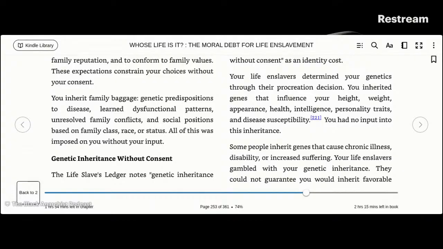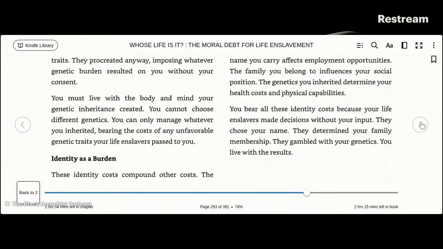Genetic inheritance without consent. The Life Slaves Ledger notes genetic inheritance without consent as an identity cost. Your life enslavers determine your genetics through their procreation decision. You inherited genes that influence your height, weight, appearance, health, intelligence, personality traits, and disease susceptibility. You had no input into this inheritance. Some people inherit genes that cause chronic illness, disability, or increased suffering. Your life enslavers gamble with your genetic inheritance. They could not guarantee you inherit favorable traits.